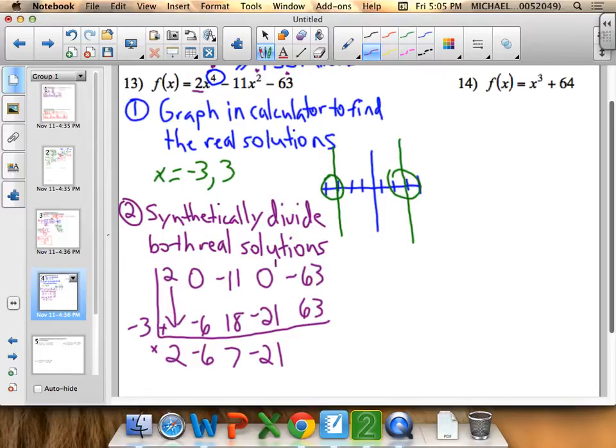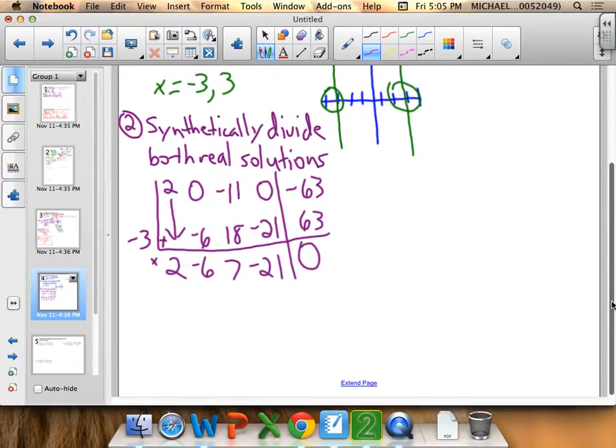Here's a checkpoint for you. How do you know you're doing it right? I will answer it. I know I'm doing it right because I got 0 from my remainder. Now I'm going to evaluate my other 0, which was positive 3. So, draw my box again. Positive 3 goes on the outside here. Still drop down the first term, 2.